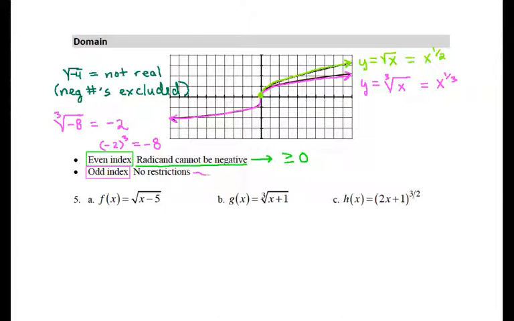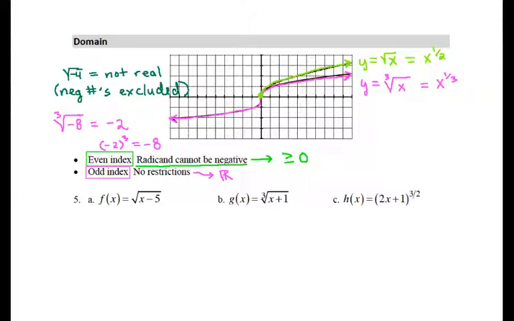And in general, if the radical is the only possible source of restrictions, we would say that our domain is all real numbers. So let's put these new domain rules into play here on these examples. What I have to do is look at this function, identify it as a radical function, and figure out which of these two rules applies.